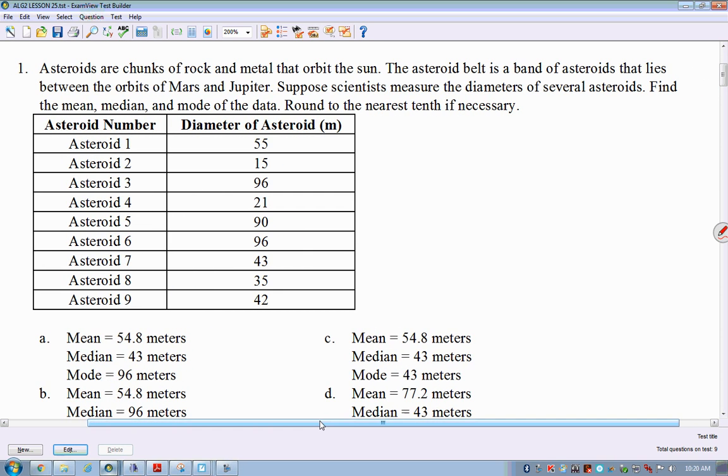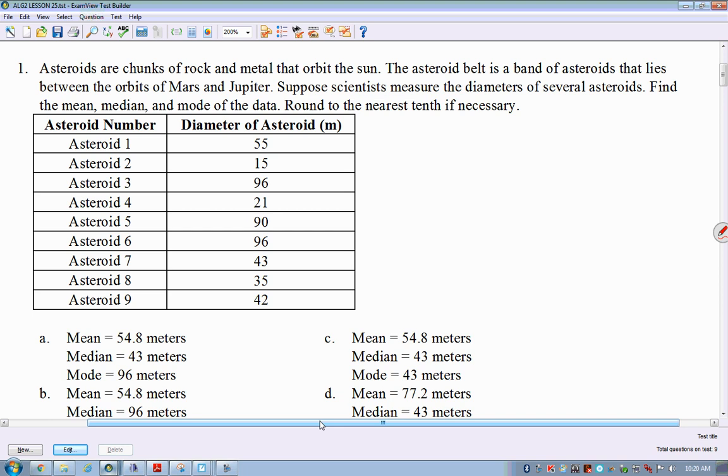All right, so asteroids, we see all this kind of stuff in here. The asteroid belt is a band of asteroids that lies between the orbits of Mars and Jupiter. Suppose scientists measure the diameters of several asteroids. We want to find the mean, median, and mode of the data, rounded to the nearest tenth if necessary. Well, how many points? We've got 9 points of data here. We could add all of those up, divide by 9, get our mean, right? We would have to put them in order from least to greatest, get our median, look through here, see if we can find a mode.